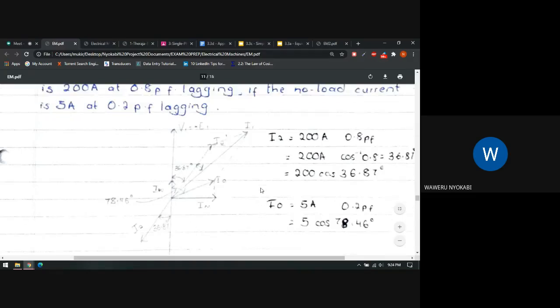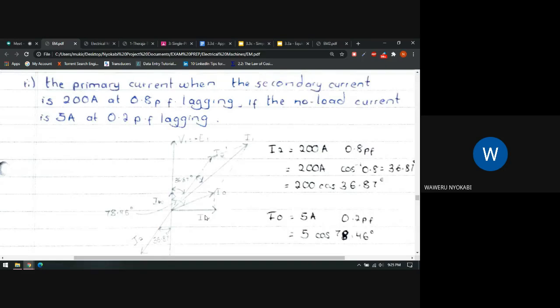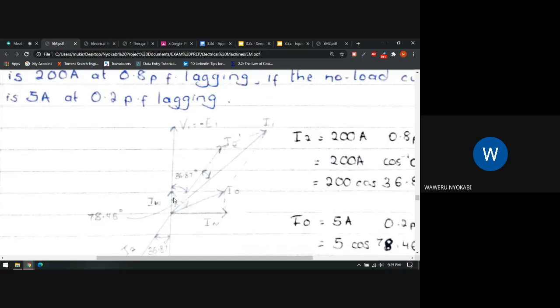Then, which other current do we have? We have the no load current. It is 5 amps at 0.2 power factor lagging, meaning we can get the angle, which is 78.46. It is lagging V1. Let me try and see. Okay, maybe it's a bit clearer. So that 78.46 is the angle between V1 and I naught. Now we have the angle between V1 and I2 prime, and the angle between V1 and I naught.